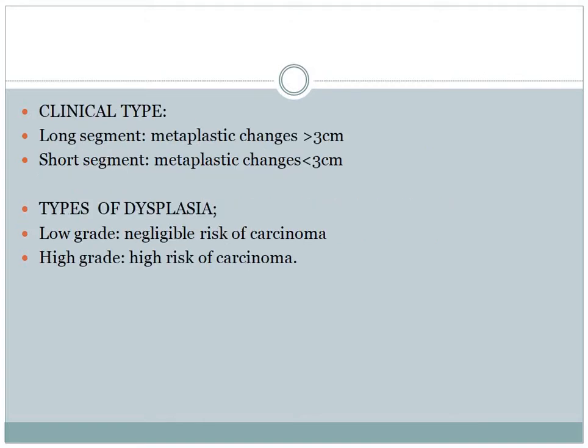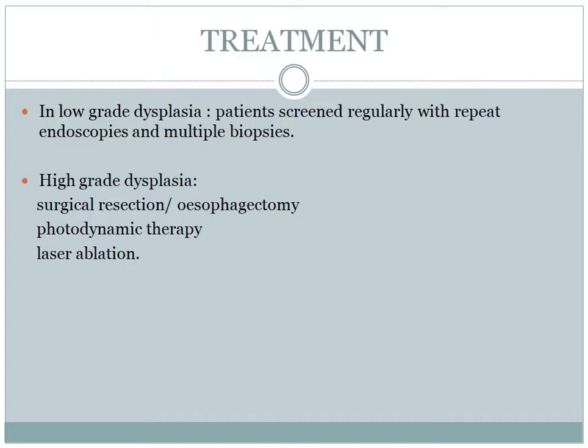Now, the clinical types are the long segment metaplastic changes greater than 3 cm and the short segment metaplastic changes less than 3 cm. In the types of dysplasia, low grade has a negligible risk of carcinoma and high grade a high risk of carcinoma. Well, the treatment in low-grade dysplasia is that the patient is screened regularly with repeat endoscopy and multiple biopsies. In high-grade dysplasia, surgical resection, esophagectomy, photodynamic therapy, and laser ablation.